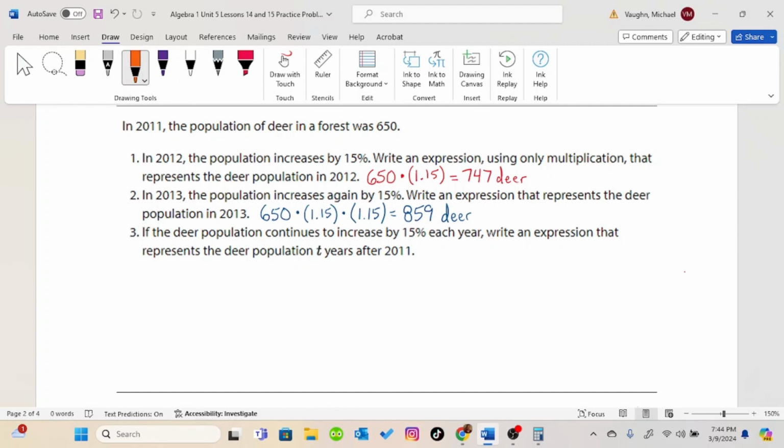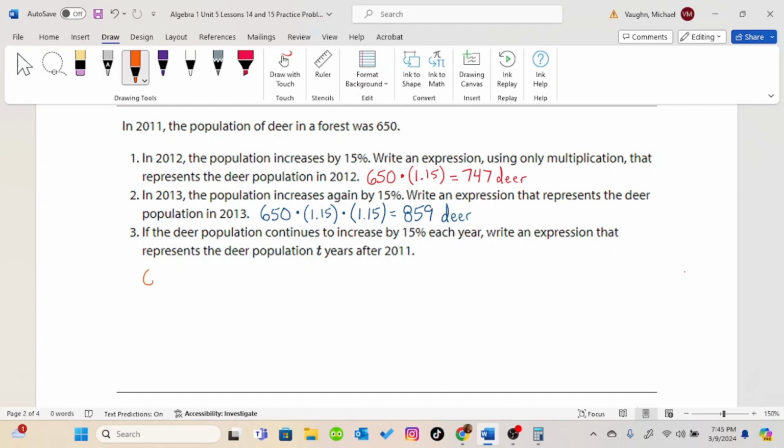Number 3, if the deer population continues to increase by 15% each year, write an expression that represents the deer population t years after 2011. So since we're multiplying by the same amount every time, this is an exponential function. And exponential functions always look the same way.